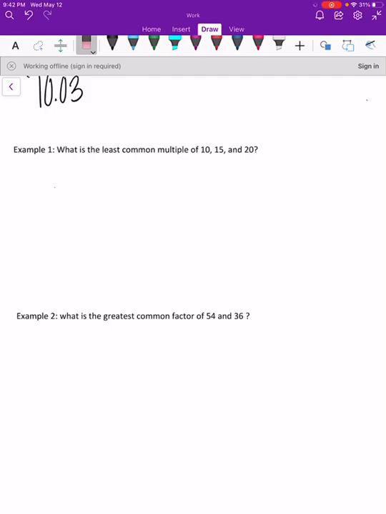Example 1 says, what is the least common multiple, which, by the way, we also call an LCM, least common multiple, of 10, 15, and 20. So basically what that means is, is there a number that they all multiply to? So I'm going to list out my multiples of 10. I'm going to do 10 in blue over here.